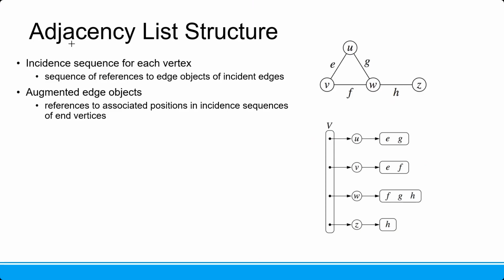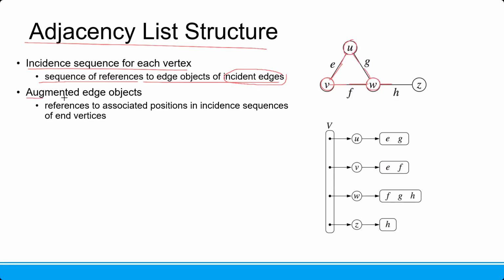We can have adjacency list structure. Adjacency list structure means the incident sequence for its vertex. It is a sequence of references to edge objects of incident edges. The incident edges means if we have a vertex, we want to know the incident edges.